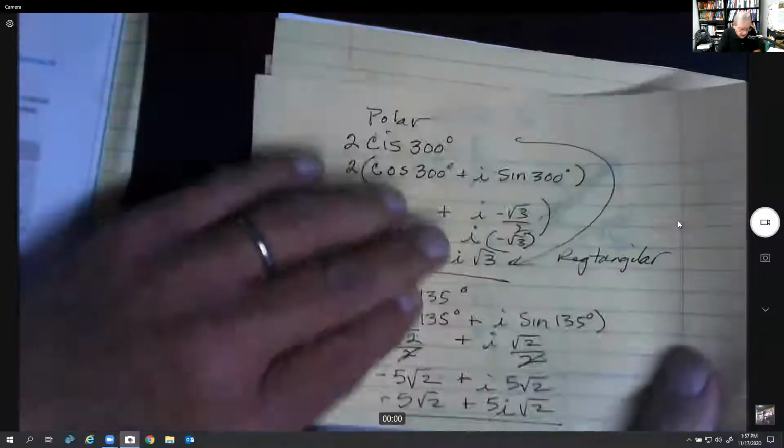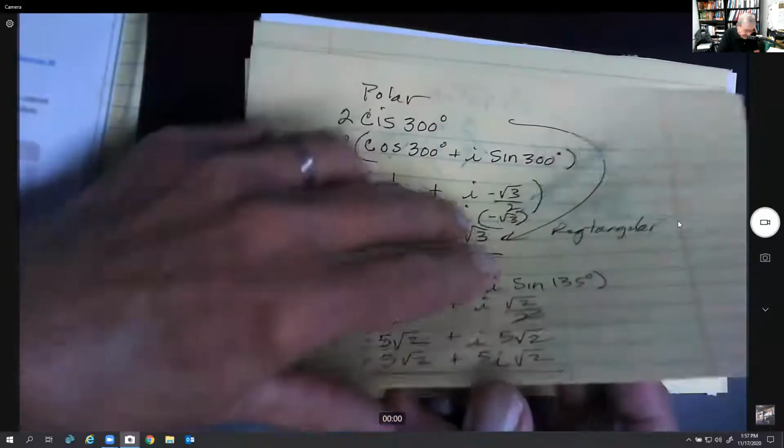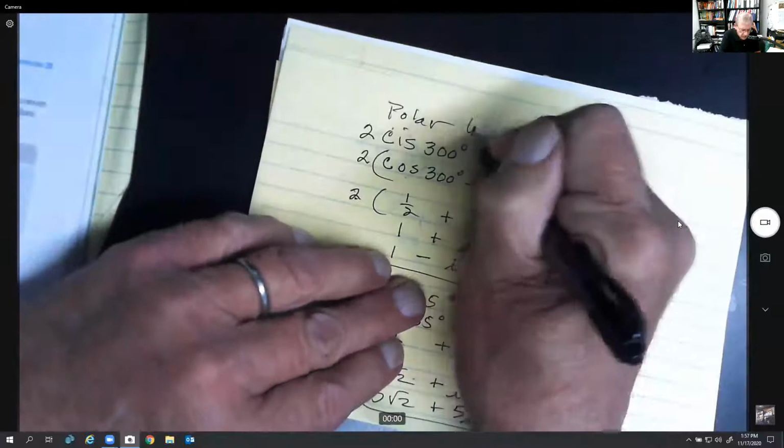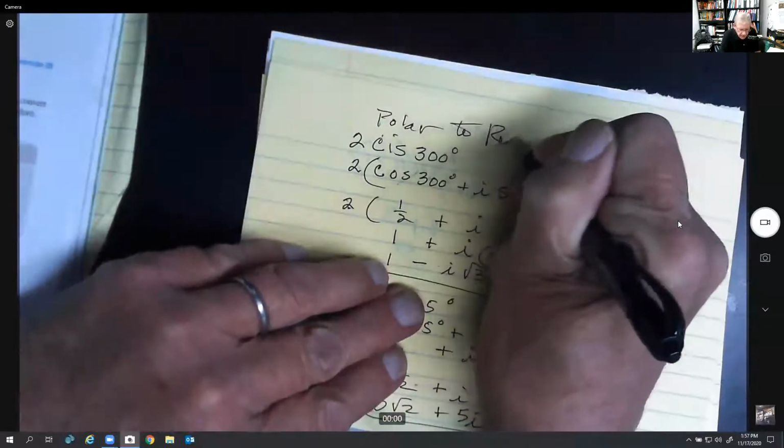All right, so now let's see what happens if we're in rectangular form and we want to go rectangular to polar. So this was polar to rectangular.